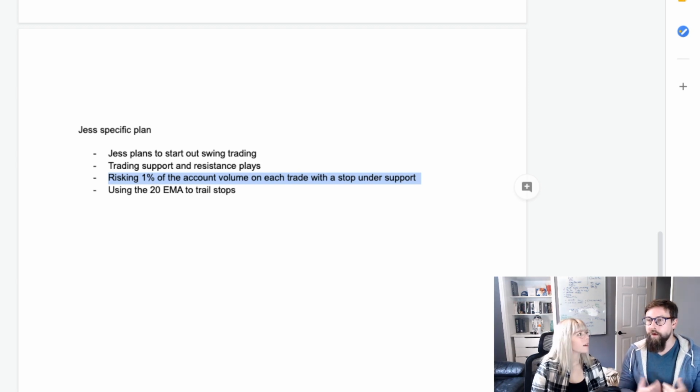So you're going to start with a $100,000 account, so you're going to risk $1,000 on every trade. Now, in the real world, you're probably going to start with a $10,000 account, and you're going to risk $100 on every trade.